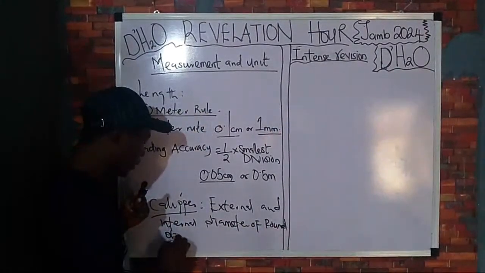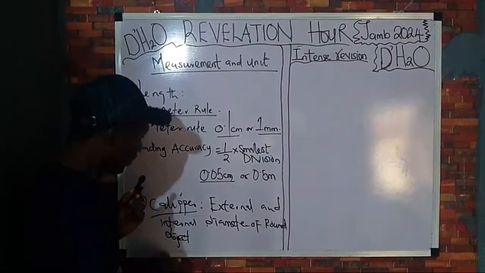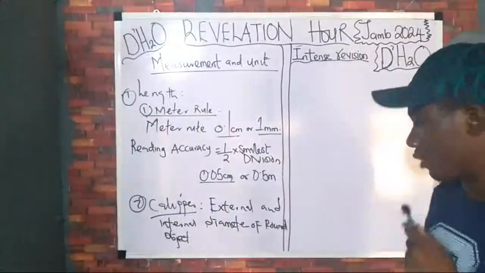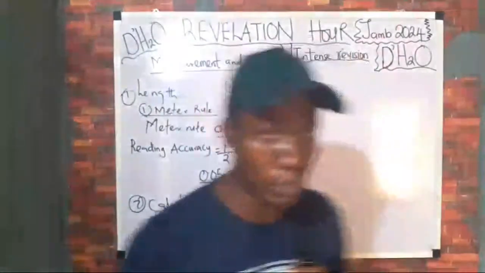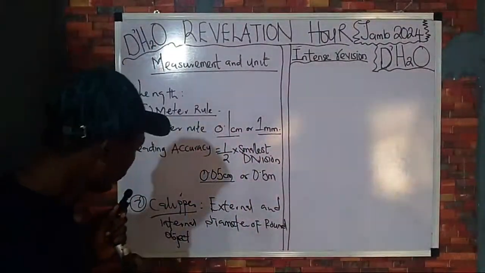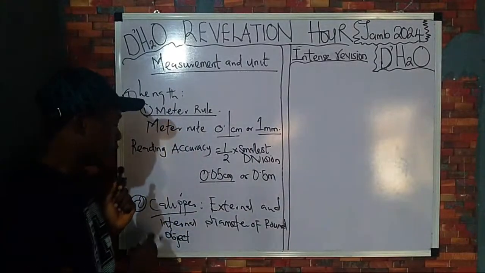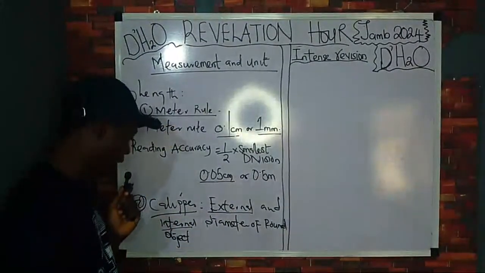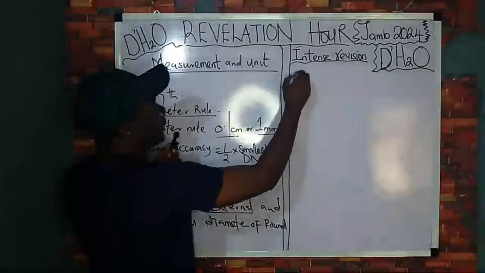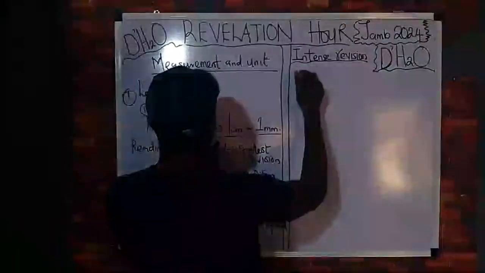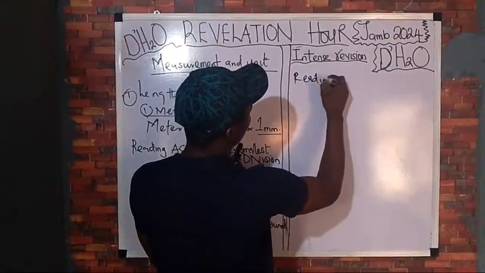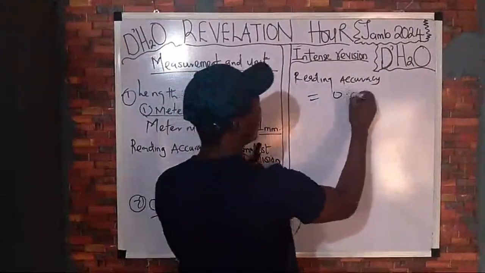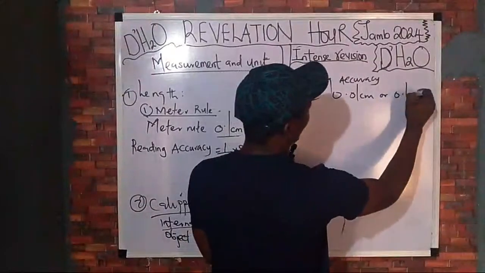Or better still, it is used to measure the external diameter of cylindrical objects, like the diameter of a test tube, the diameter of a rod, or the diameter of a small ball bearing. It is used to measure both external and internal diameter of a round object. Please take note of that. The reading accuracy of a vernier caliper is 0.01 centimeter or 0.1 millimeter.